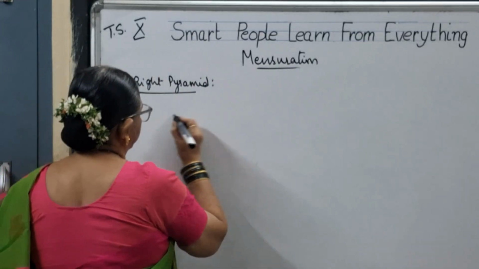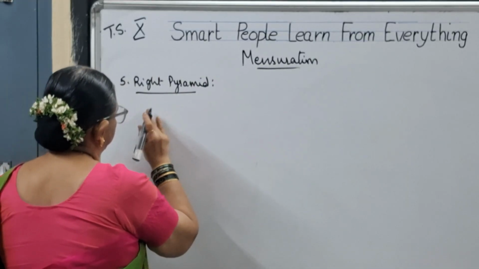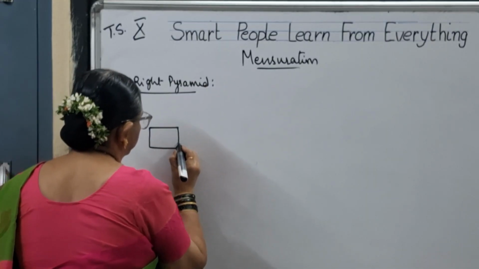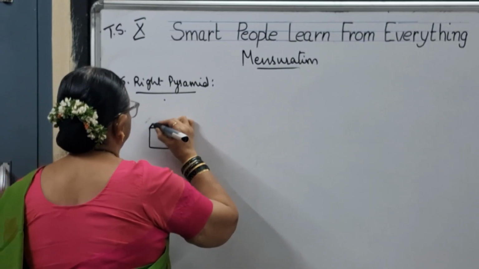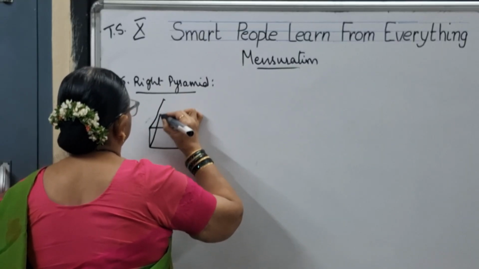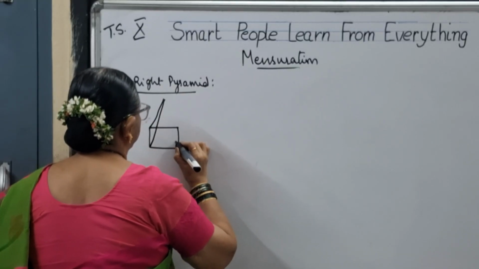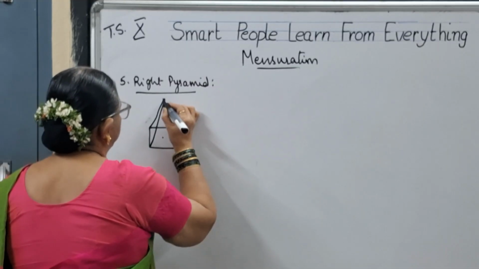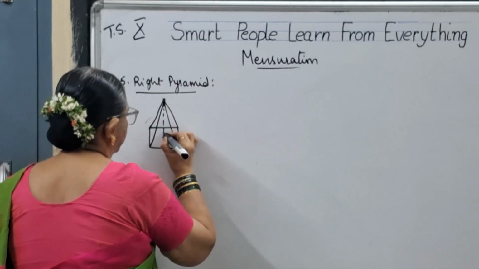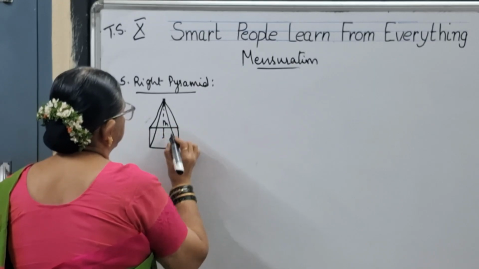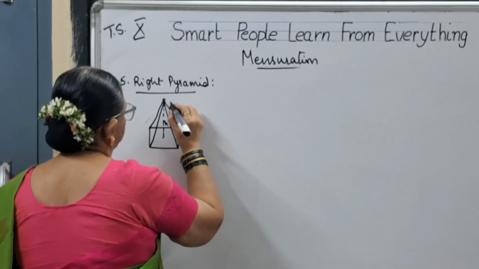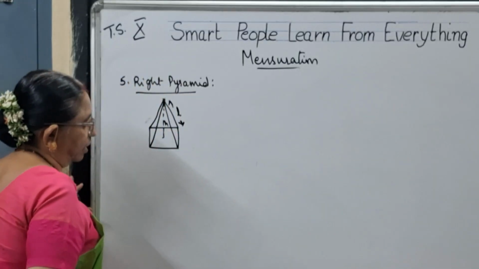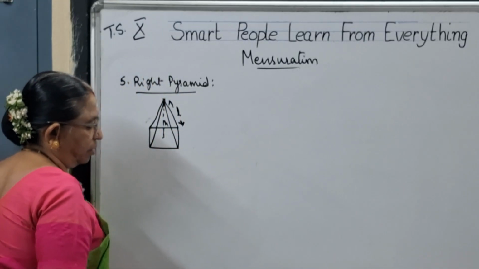So let me talk about this, children. The shape of the pyramid, you can draw like this: a square shape and a point. Join all the points. This is a pyramid. From the center, if you draw this, this is the height of the pyramid, and the slant height of the pyramid is this side. Slant height is indicated by L.